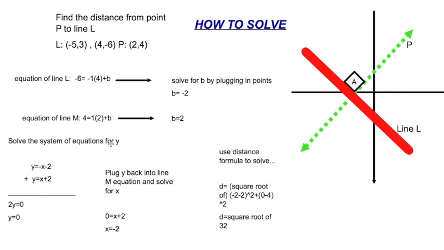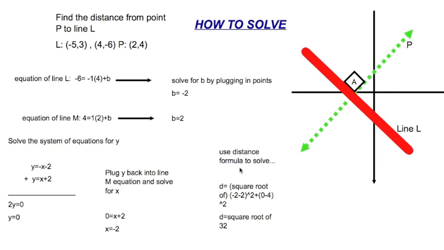And what you're going to do is solve the system of equations for y using substitution. You're going to have y = −x − 2 and y = x + 2. And then once you simplify that, you're going to get 2y = 0. And that's going to simplify again to y = 0. After you've done that, you're going to plug y back into the line M equation and solve for x. So you're going to get 0 = x + 2, and then x = −2.